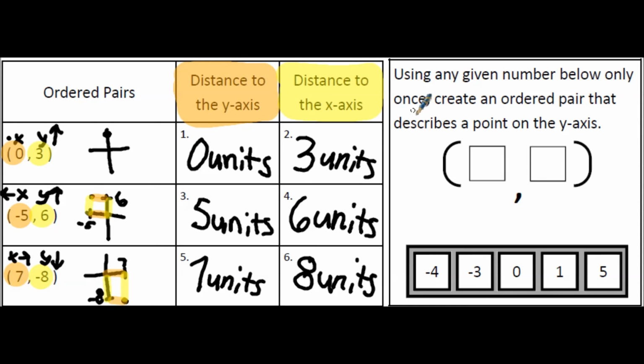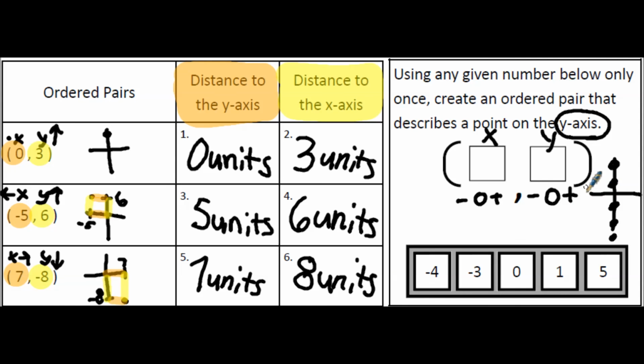Using any given number below only once, create an ordered pair that describes a point on the y-axis. So if I am looking at my x and y coordinates, and I want a point on the y-axis, there are many possible points on the y-axis. Left is going to be negative, and right is positive, but none of these points are to the left or to the right. They're all in the center, so the only choice for my x-coordinate is going to be 0.